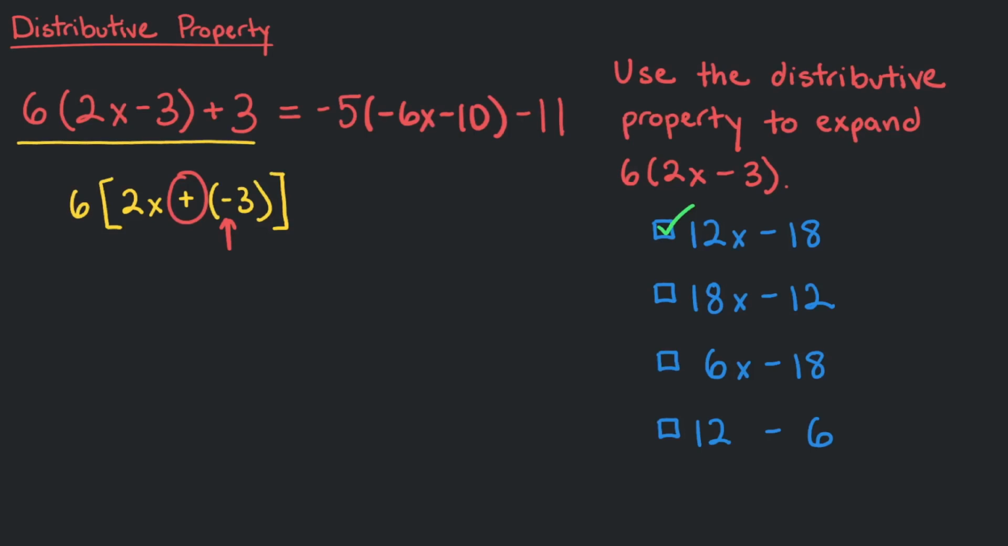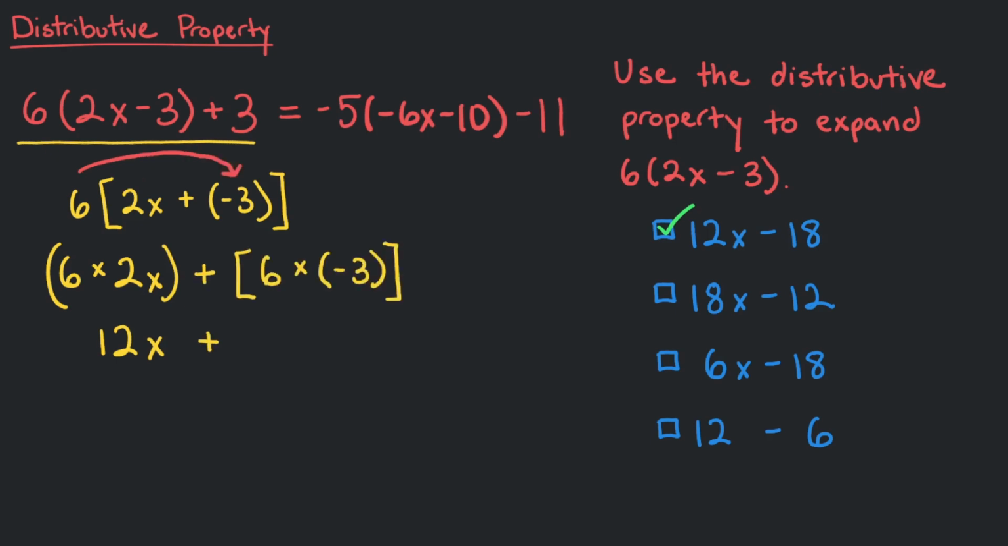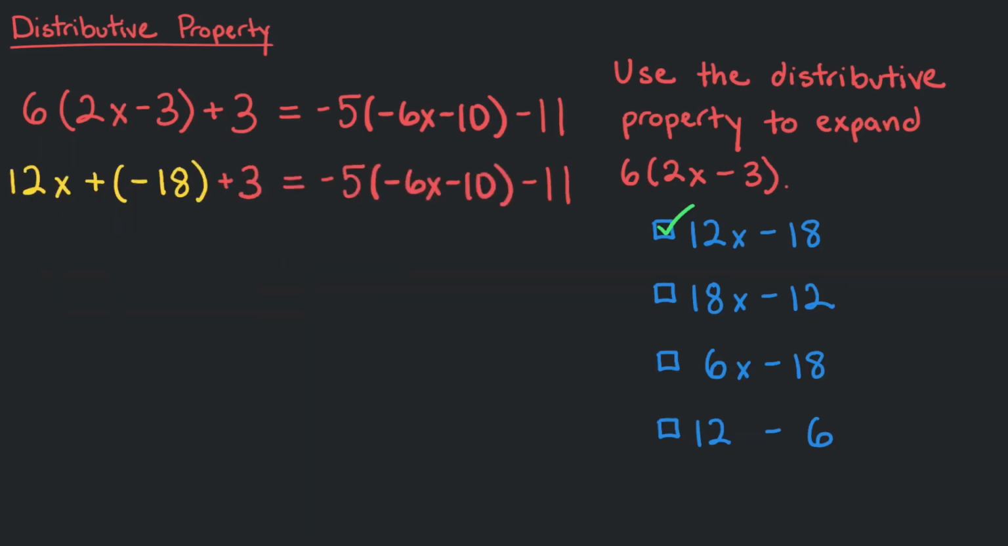We want to multiply the 6 by the coefficient of the x to get 12x. We keep the addition sign, and then multiply the 6 by the negative 3 to get negative 18. This leaves us with 12x plus negative 18, but we can't forget to rewrite the rest of our problem. Now let's look at the right side.